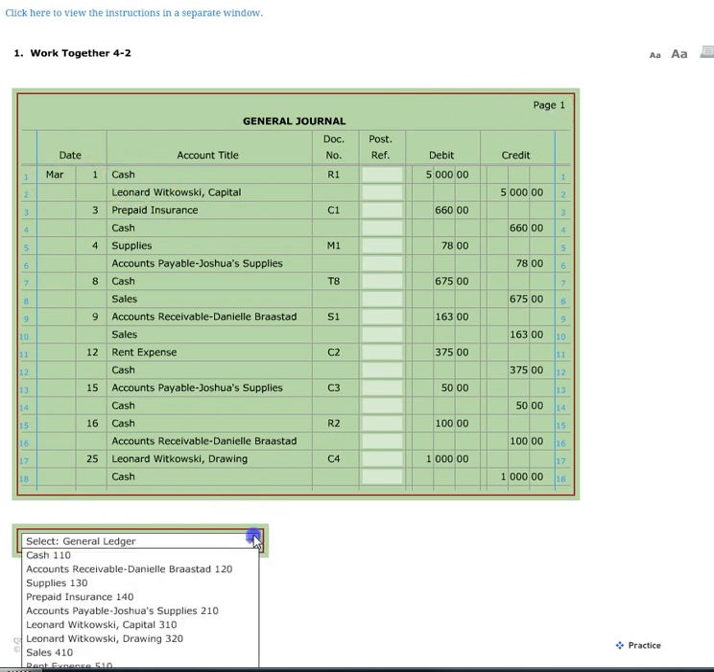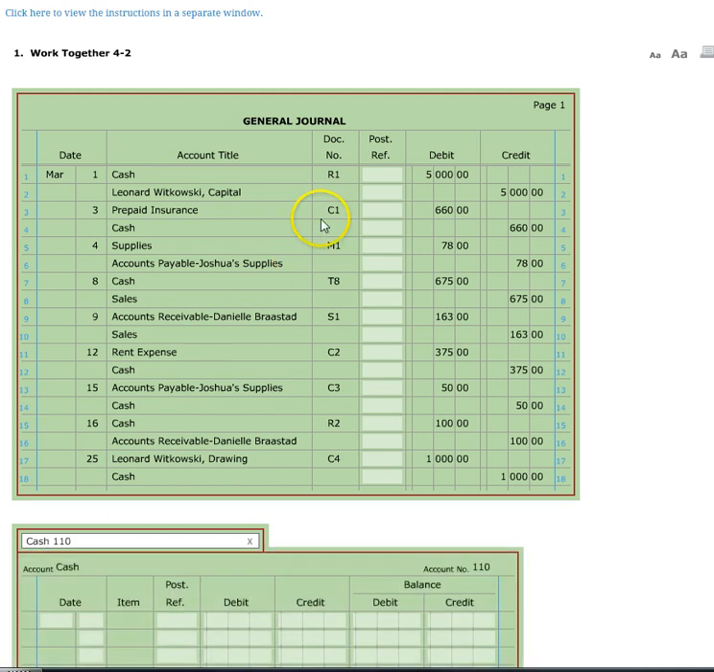So you're going to go to cash. So right here you're going to choose cash. Okay, so this was March the 1st. And the posting reference, like I said, General Journal page 1, so that's going to be G1. And this is going to be a debit of $5,000. So now this is where you keep track of the balance. So it's $5,000. I posted this in account 110, so I go up here and I post it in 110.